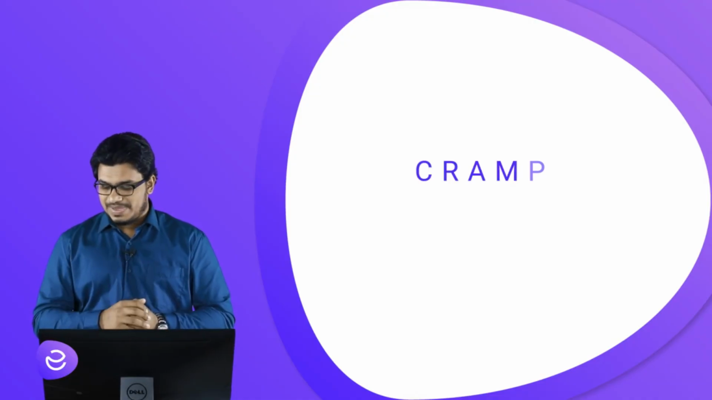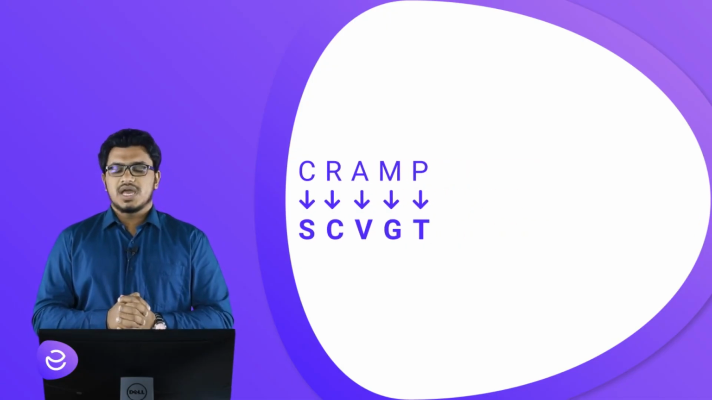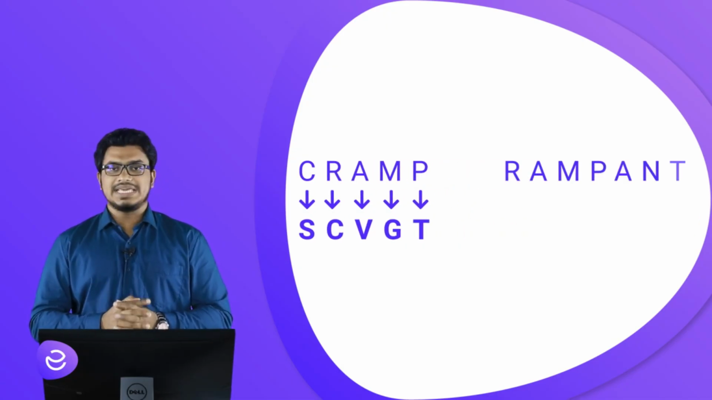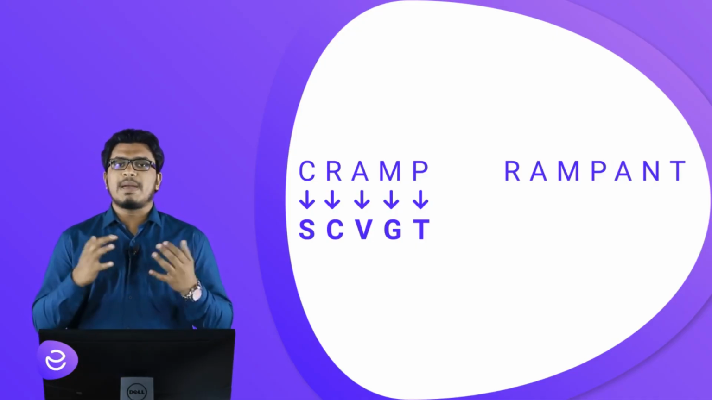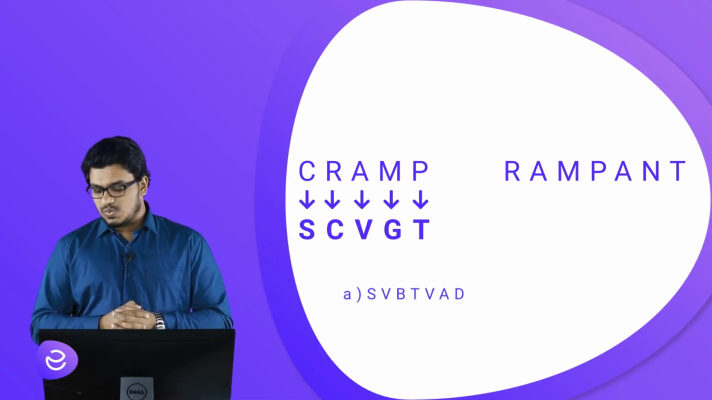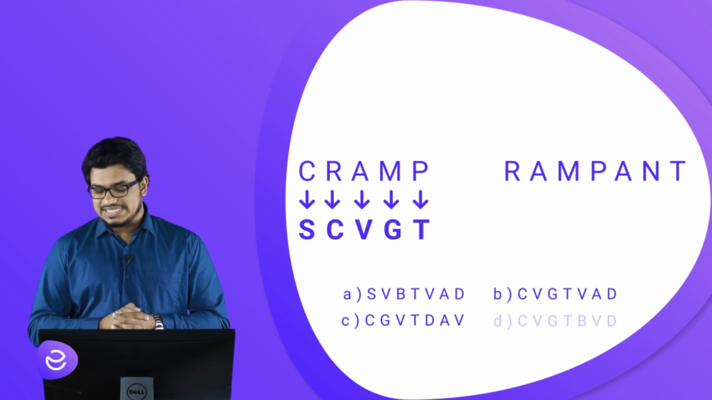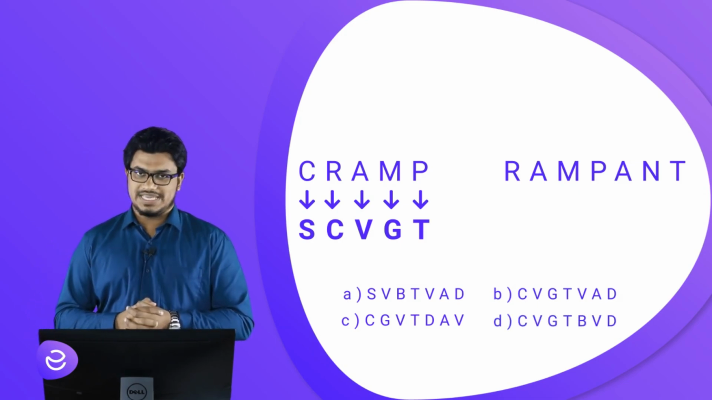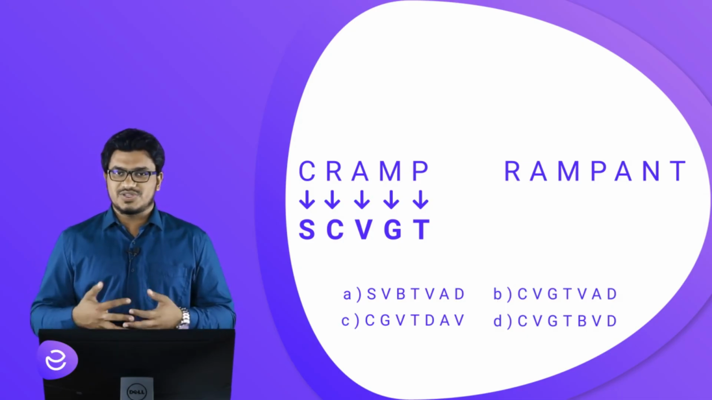The question will be given like this: if CRAMP, C-R-A-M-P, is coded as S-C-V-G-T, what would RAMPANT, R-A-M-P-A-N-T, be coded as? You'll get your options also: S-V-B-T-V-A-D, C-G-V-T-D-A-V, C-V-G-T-V-A-D, and C-V-G-T-B-V-D. While seeing this, you won't understand anything if you are a beginner to this area.